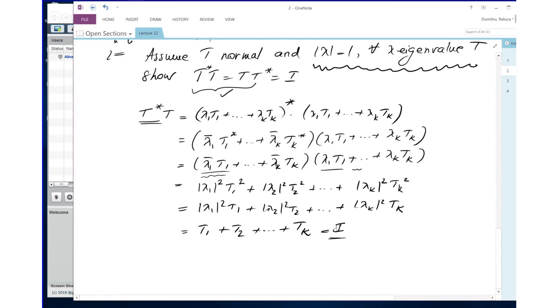Yes? I have a stupid question. If the eigenvalue is 1, what is it actually doing then? It's not 1, it's 1 in absolute value. Those are complex numbers. There are infinitely many things that could make this possible. Okay? Thank you.